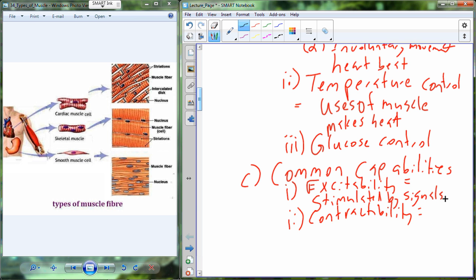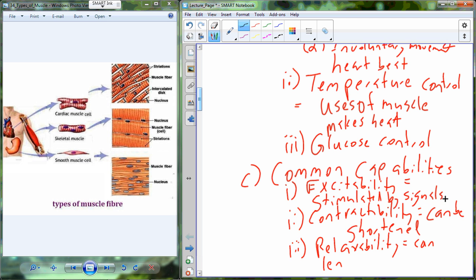So stimulated by signals. Muscle can also be contracted. We call that contractibility, and that just simply means that muscle can be shortened. And then the final common capability is that muscle, after it's been contracted, can relax and can lengthen, which is called relaxability. So relaxability: can lengthen after contraction.